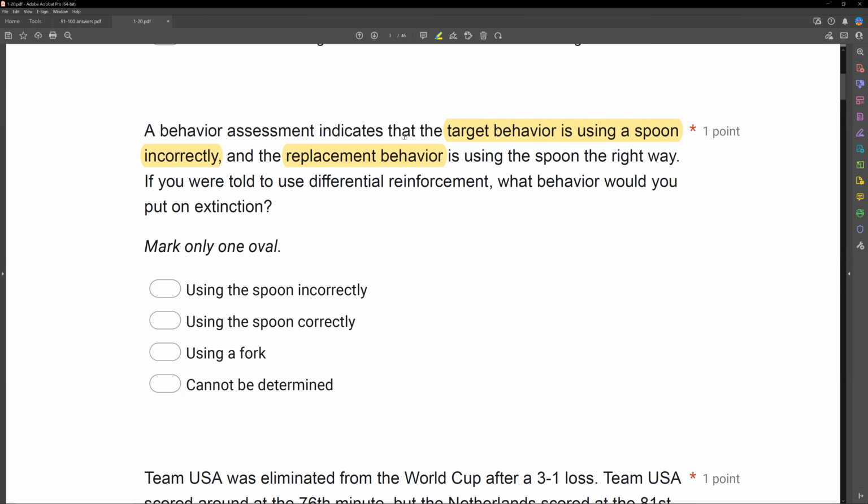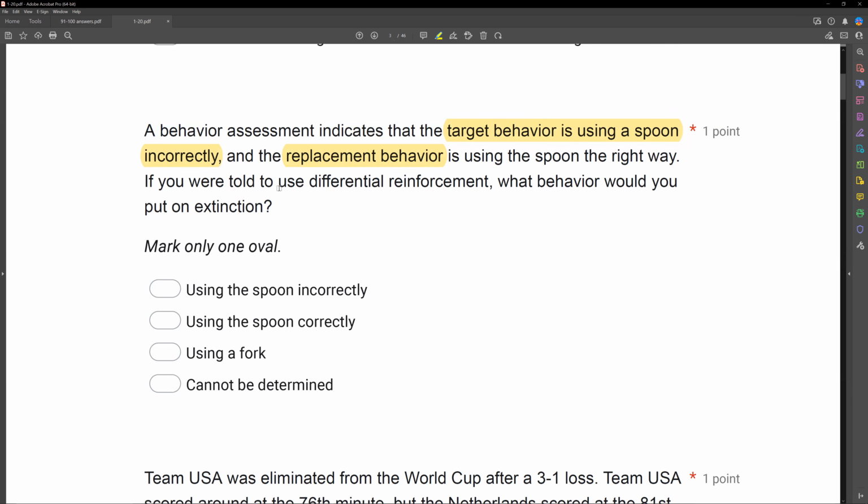Using a fork is not part of the plan, okay? So we're not really sure what we're doing with the fork, all right? All we know is our target behavior is using the spoon incorrectly. Nothing is being said about the fork. So don't just start assuming and adding information that really isn't there. And then D, cannot be determined.